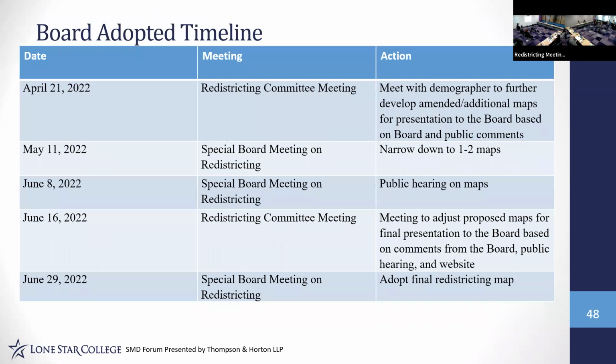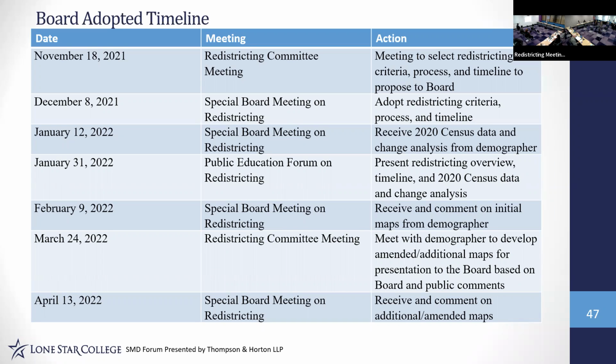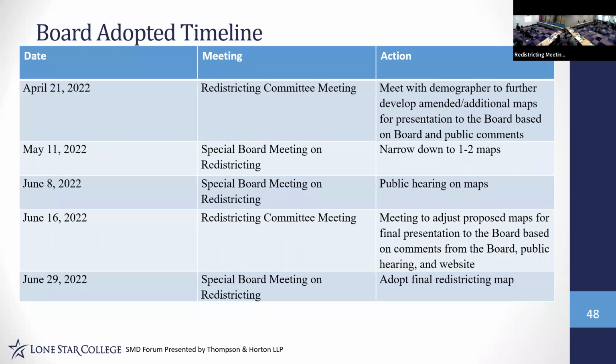On March 24th, which is on Thursday, we'll have another redistricting committee meeting, as I indicated earlier, in order to take in all those comments, both trustee and public, and to push out another iteration of maps. And then we will begin another round of community meetings to receive feedback. And so that process continues through June.